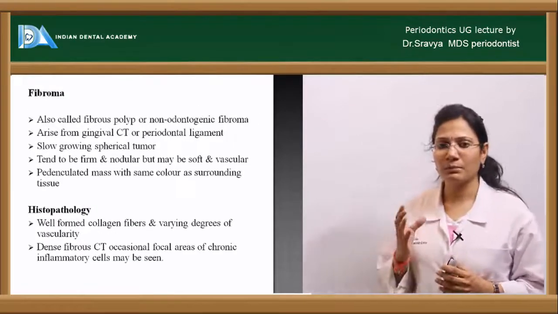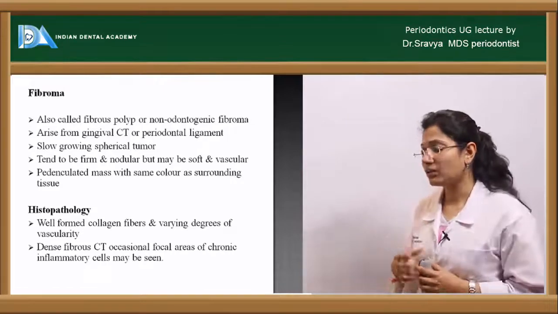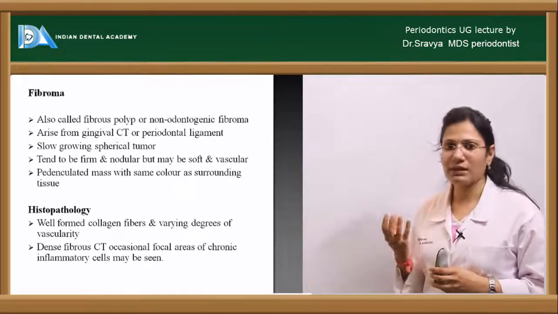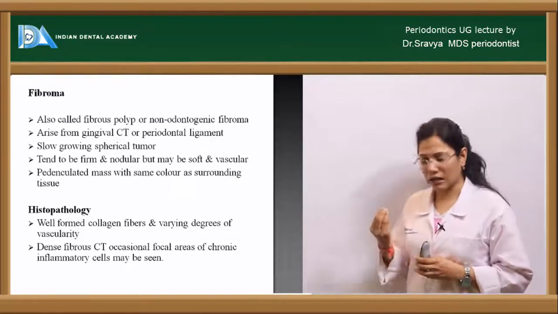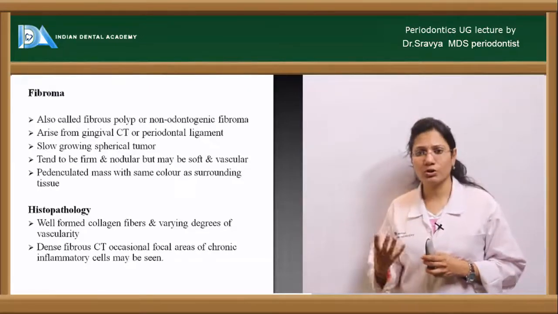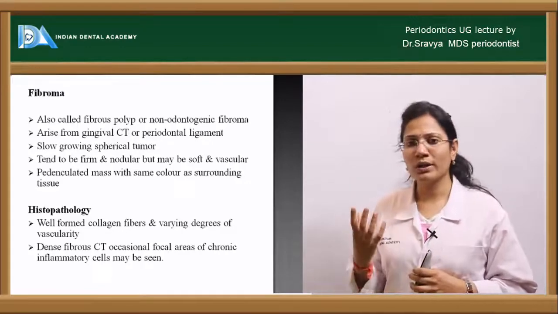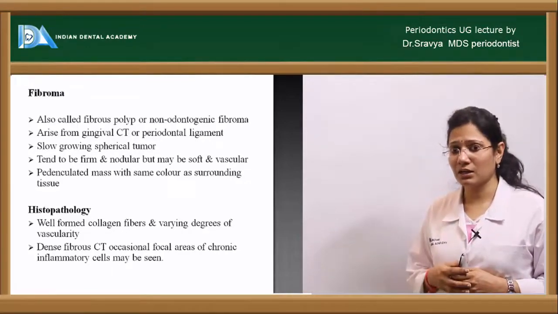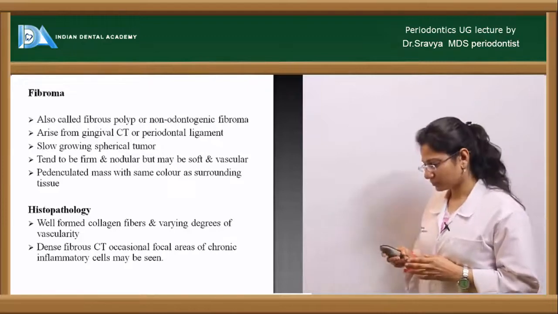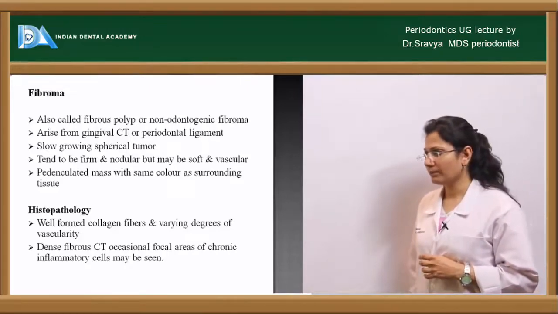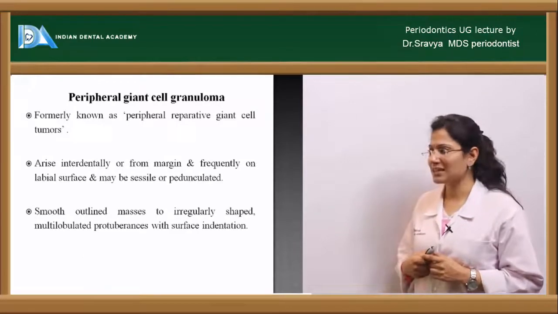Fibroma appears as a polyp, and it is a non-odontogenic fibroma. It mostly arises from the gingival connective tissue, or from the periodontal ligament connective tissue, and it's a slow-growing spherical tumor. It's a benign kind of tumor. The histopathology would include lots of collagen fibers and sometimes inflammatory cells.